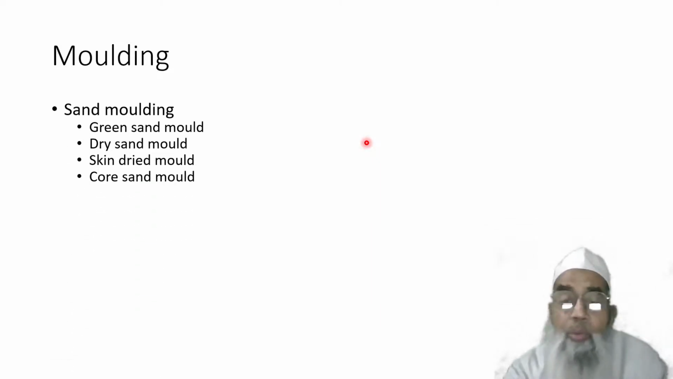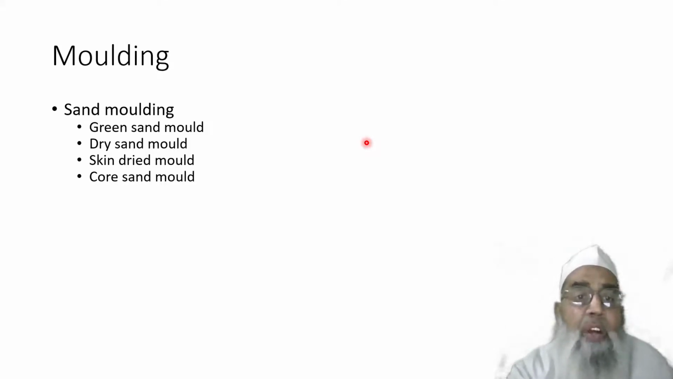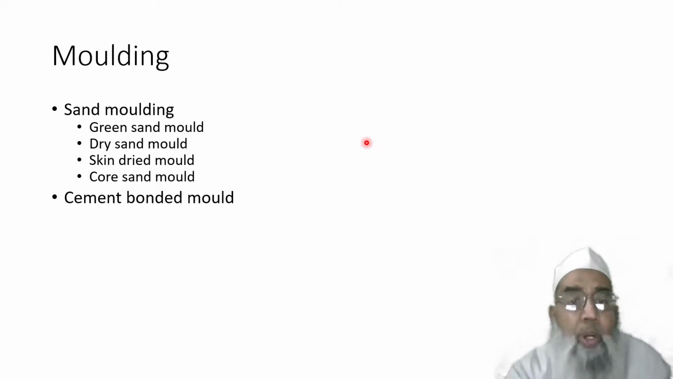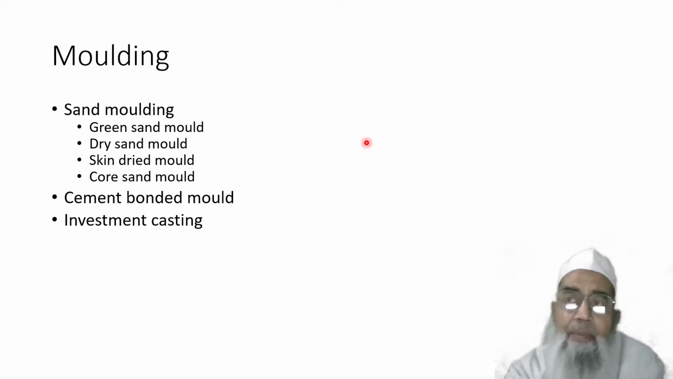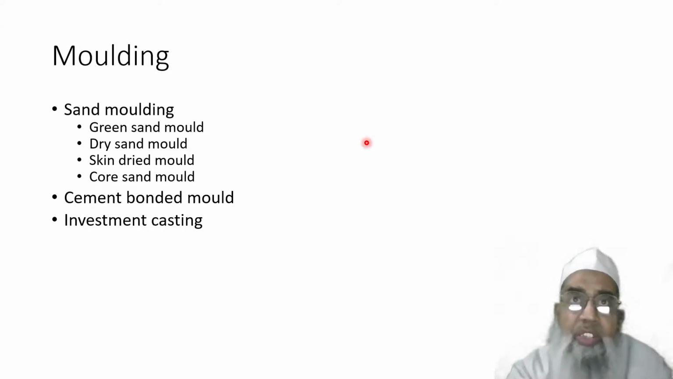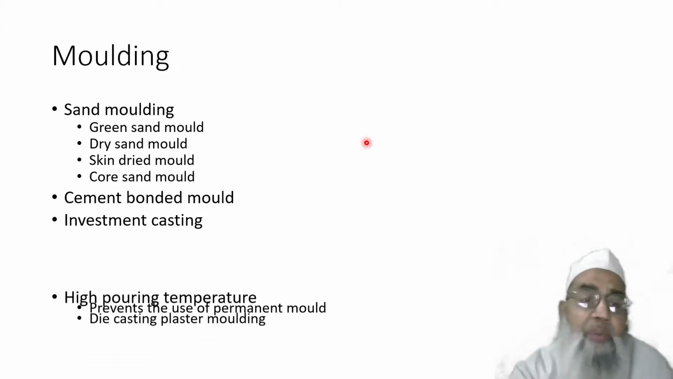Now we can go for any of these molding processes, maybe green sand mold, dry sand mold, skin dried mold, or coarse sand mold. Depending upon the strength required, we have to choose the type of mold. Cement bonded molds can also be utilized where we have thin sections, and investment casting is also utilized where dimensional accuracy is required.